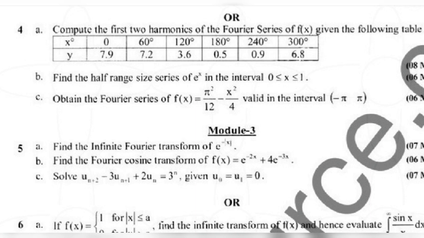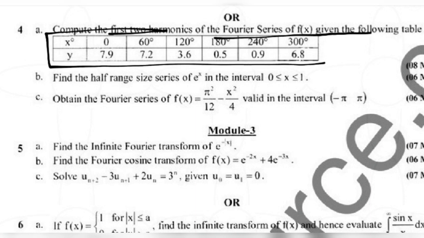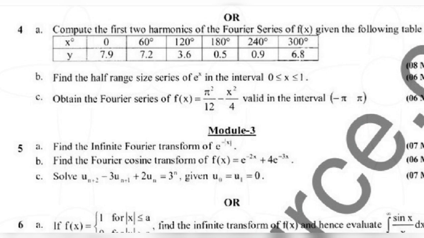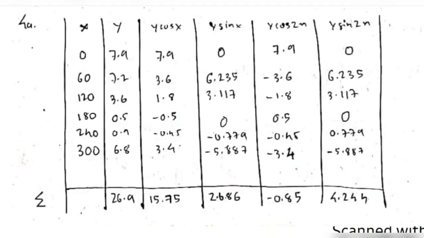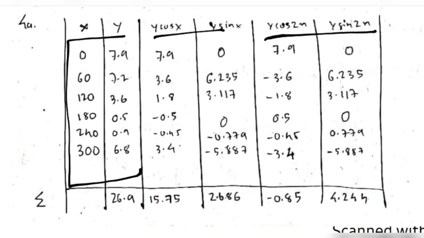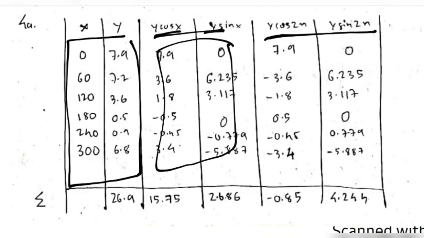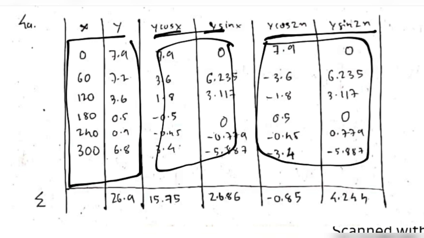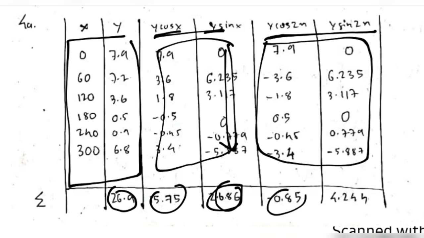In the next question we have been asked to compute the first two harmonics of the Fourier series, and this table is given which has the x and y values. Since we have been asked to find the first two harmonics, you have to write y cos x, y sin x and y cos 2x, y sin 2x. We'll write the x and y values here, and find y cos x, y sin x, and similarly y cos 2x and y sin 2x. Then we'll add each of these column values.